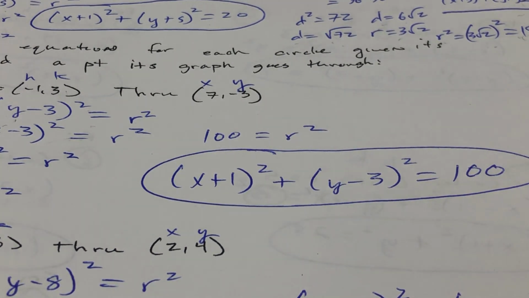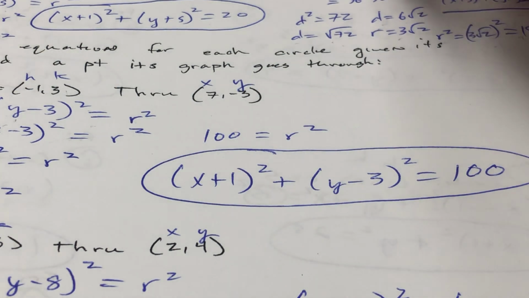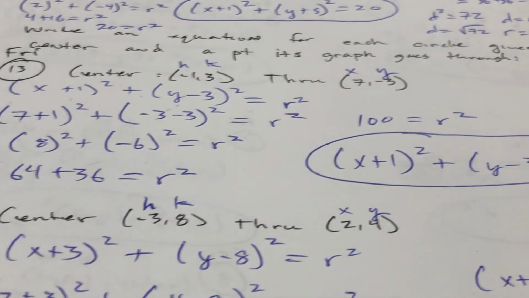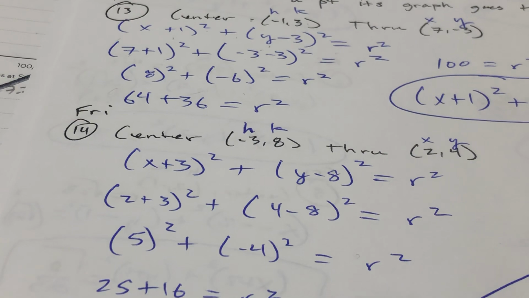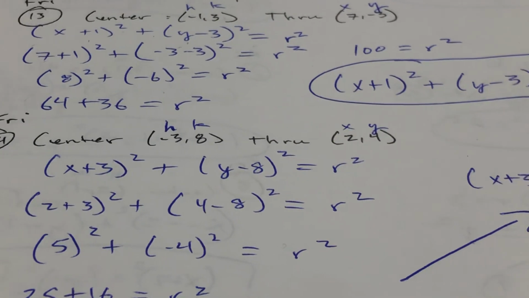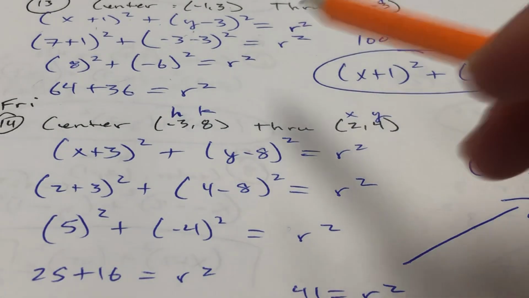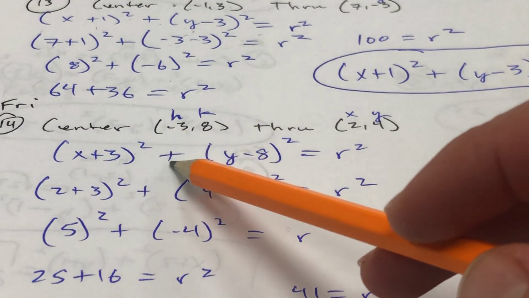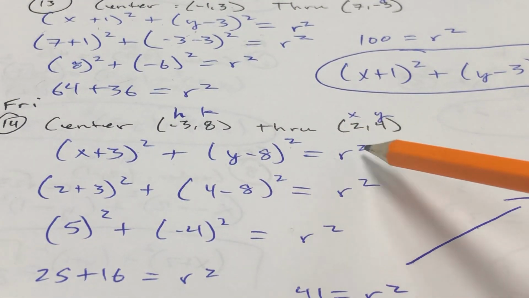All right, again, pause this if you need. So I'd like for it not to be 20 minutes. Center is negative 3, 8, and it goes through 2, 4. So the equation of my circle to begin with would be (x + 3)² + (y − 8)² = r².